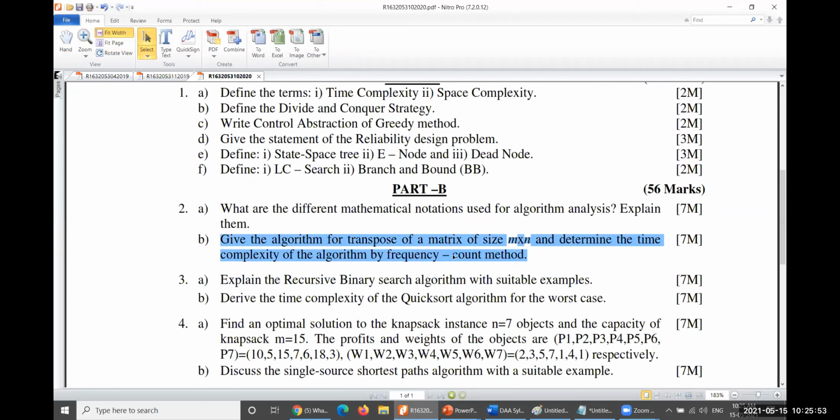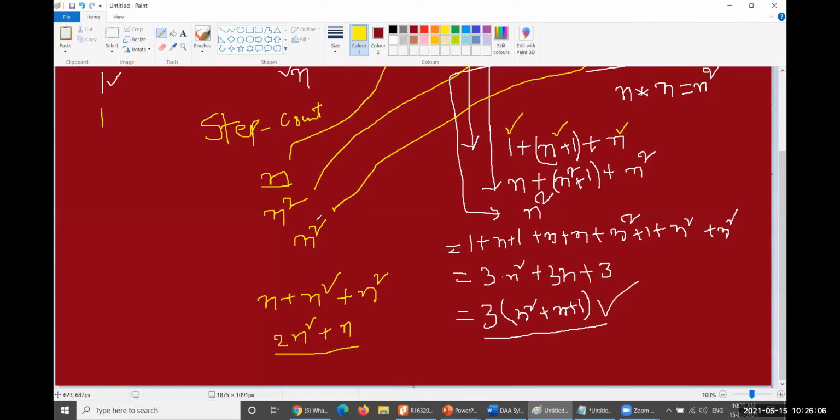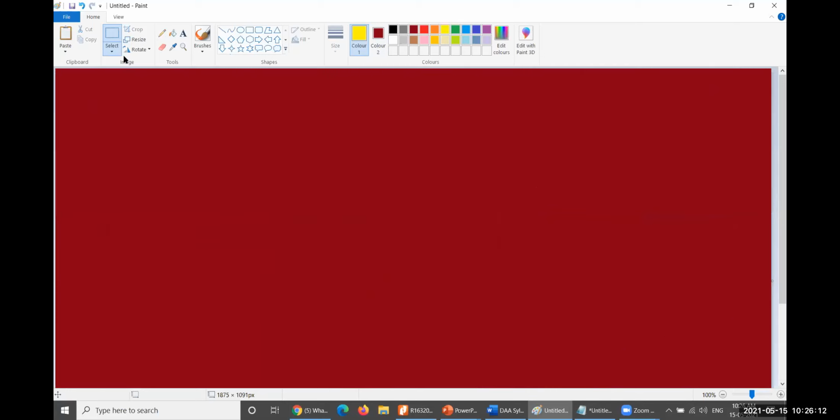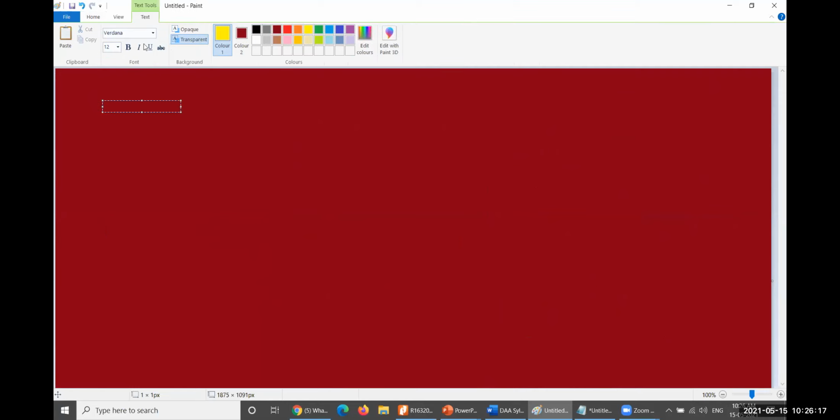Let me write the algorithm for you in MS Paint, and then I'd like to go ahead and evaluate the same thing in terms of frequency count. Let us take this one here. Let me write the algorithm for you. Just 5 seconds. Yeah, it's open.